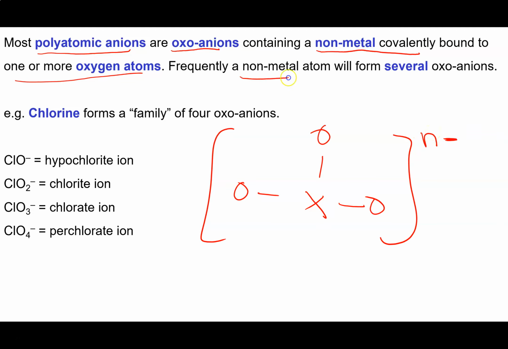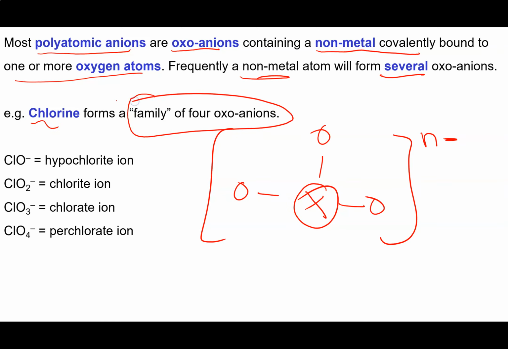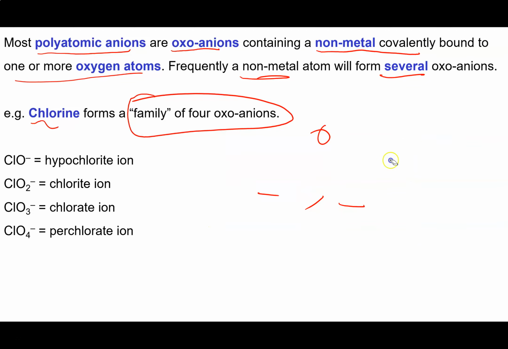Frequently a single central nonmetal atom will form several oxoanions, and perhaps a famous example of this is how chlorine forms a collection of 4 oxyanions, where we have from 1 through 4 oxygen atoms connected. So here we go, we've got chlorine with 1 oxygen and a single negative. It's called the hypochlorite ion. Chlorine with 2 oxygens connected has a single negative. It's called the chlorite ion. Then 3 and then 4 and so forth.